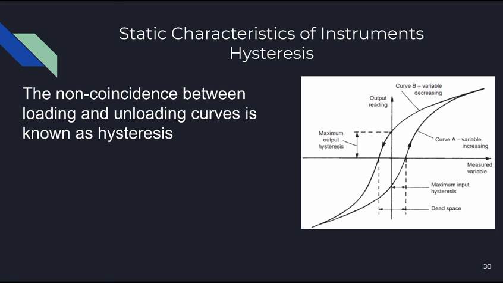Hysteresis can also occur in instruments that contain electrical windings formed around an iron core due to magnetic hysteresis in the iron. This occurs in devices like the variable inductance displacement transducer and the linear variable differential transformer, also known as an LVDT, and the rotary differential transformer.